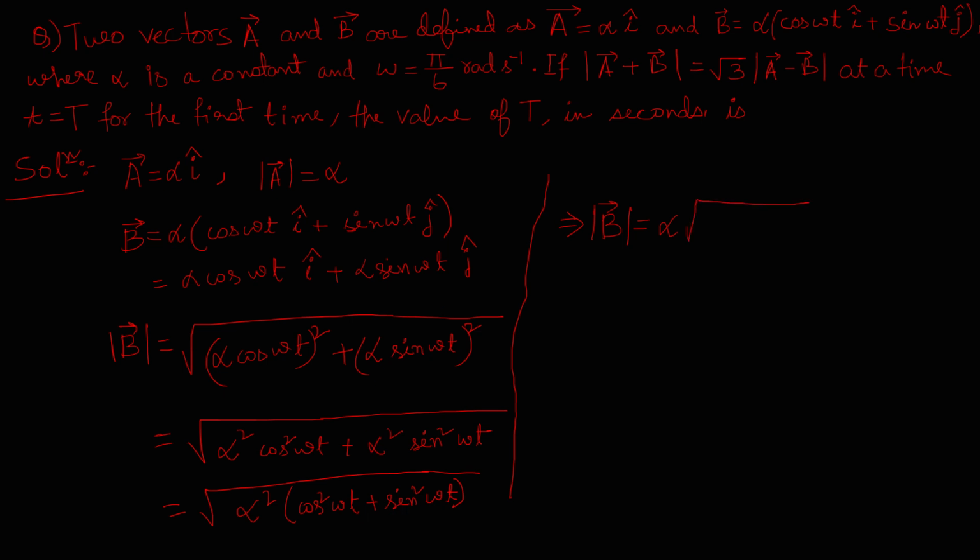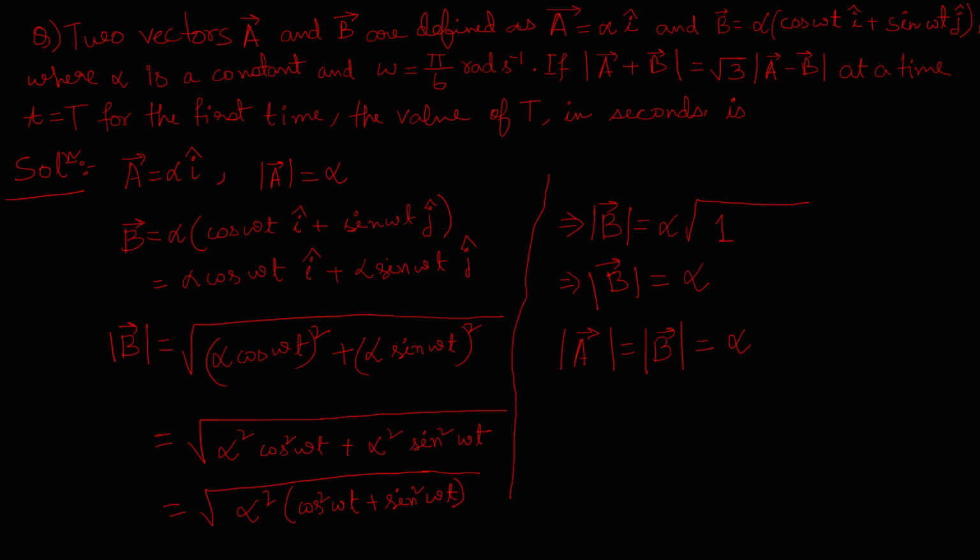Now what is cos square omega t plus sine square omega t? We know cos square theta plus sine square theta is equal to what? This is the identity that we have learned in class 10. This is equal to 1. So ultimately, the magnitude of B is only alpha. Although our vectors are different, their magnitude is the same. We do not have to assume the magnitude. In this question, it is given already. The magnitude is alpha.